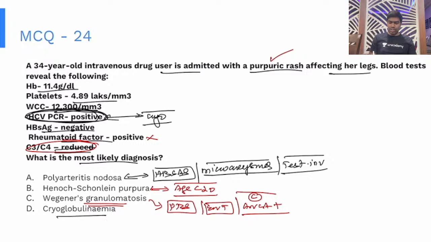The right answer for this is cryo, because cryo can also present like small vessel vasculitis, and that's how they are producing this purpuric rash. And cryo is known for reducing the complements. Cryo is known to produce RF positivity. Okay, and cryo is going to occur on the background of hepatitis C virus, and this confirms that the patient is having cryoglobulinemia. So the right answer for this question is going to be option D.